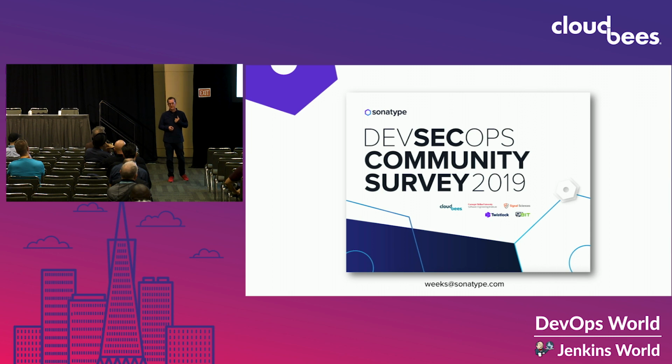Now, while I'm at Sonatype, this is a community survey, as the name says. Cloudbased, Carnegie Mellon, Signal Sciences, Twistlock, 9th Bit, and others from the community have helped us in terms of promoting the survey. We want people to go out and take the survey, which is why this year we had 5,500 people participate in the survey.